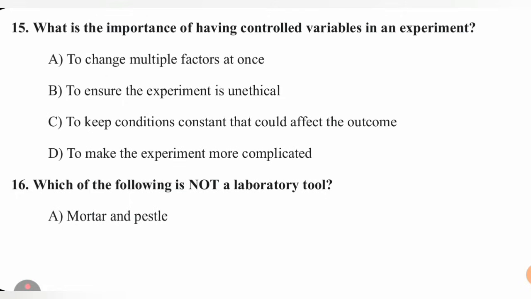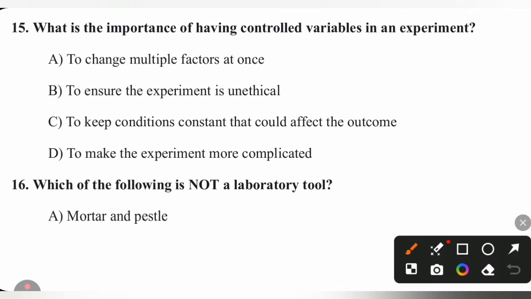Importance of having control variables in an experiment: to keep conditions constant that could affect the outcomes. Answer C.